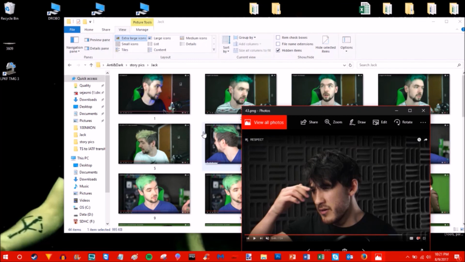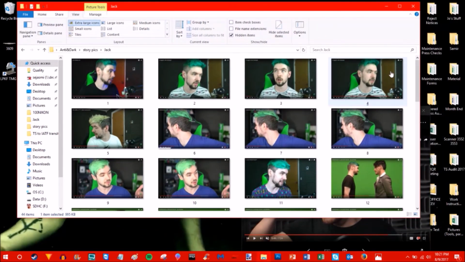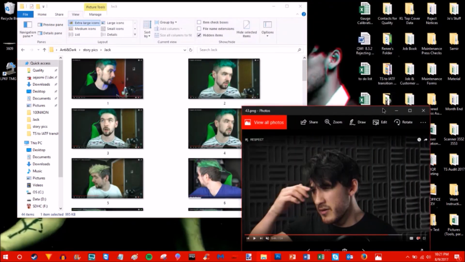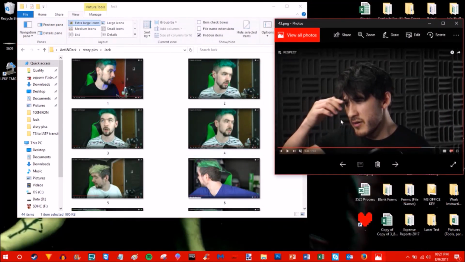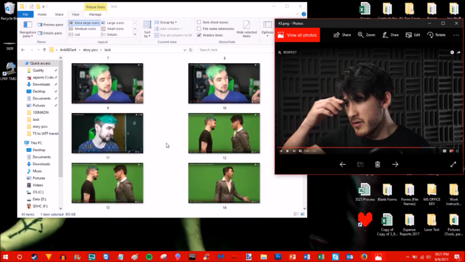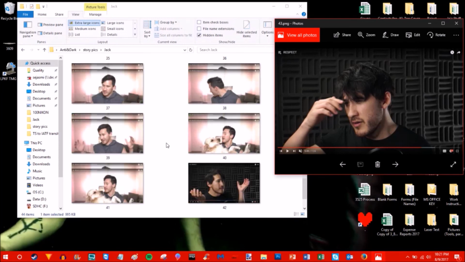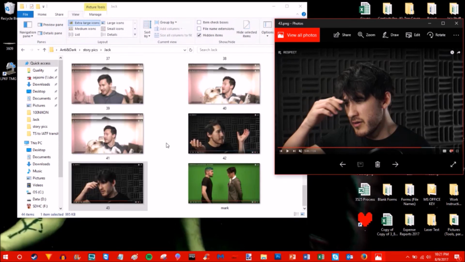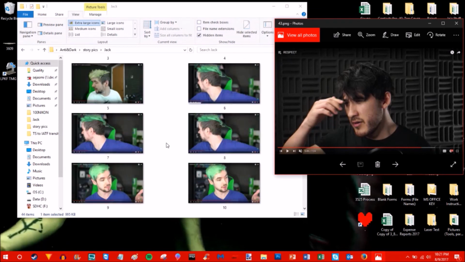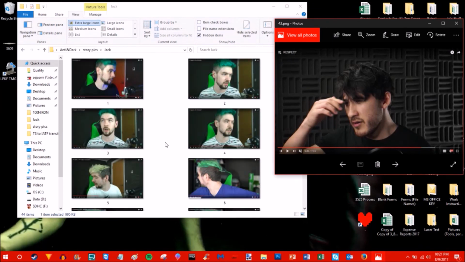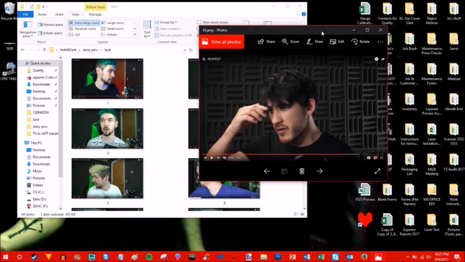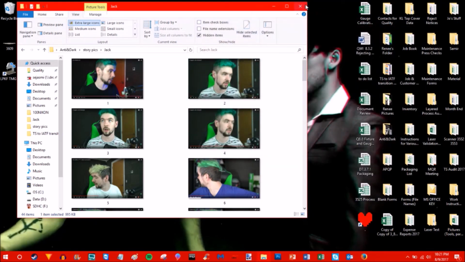But let's see if I have this one. So Mark is kind of looking down. I would need one with Jack looking up, and I don't have one in here right now because I usually don't work on this computer. I usually work on my computer. This is actually my work computer.